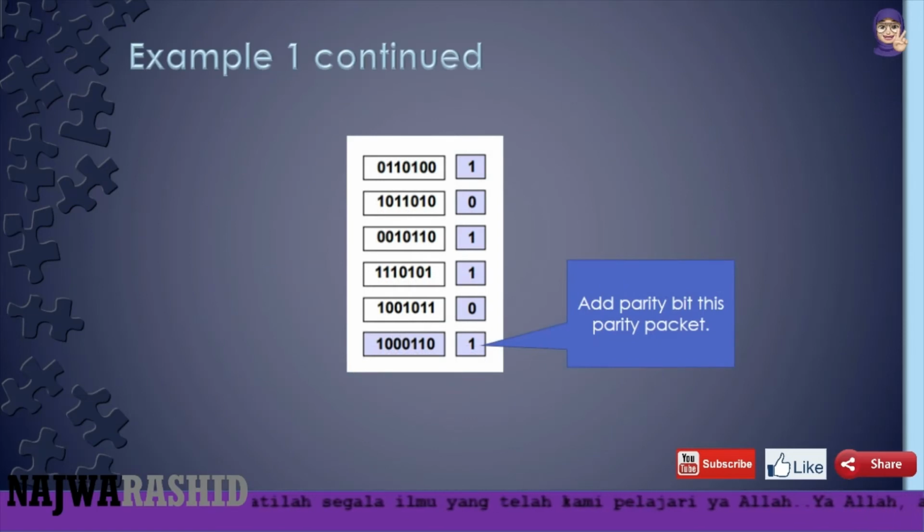Okay, the next part, add the parity bit in this parity packet. So you have the packets of data, and now you have the parity packet. So we have 1 plus 1 plus 1 equal to 3, 3 plus 1 equal to 4. The number 1 plus 1 plus 1 equal to 3, 3 plus 1 equal to 4. So we add 1 as the parity bit here. So now you have the original data with the parity packet.